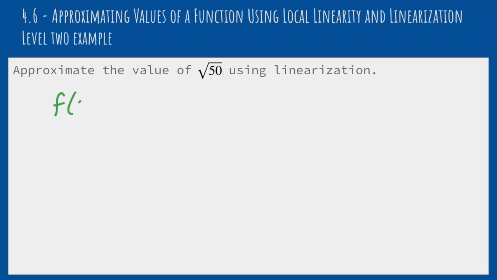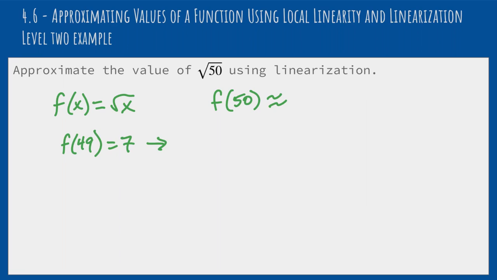So that being said, our function is going to be the square root function. And what we're really trying to do then is figure out an approximation for f of 50. So we're also going to have to figure out what point of tangency to use. This one's pretty easy because we do know what f of 49 is. So f of 49 is 7. So we're going to use the point 49 comma 7 as our point of tangency.